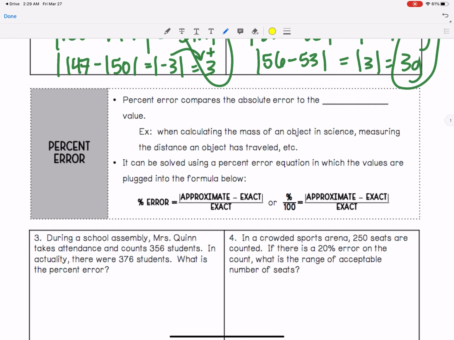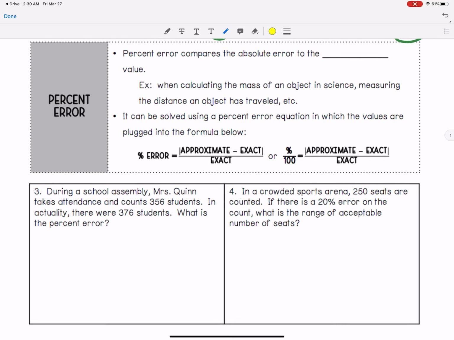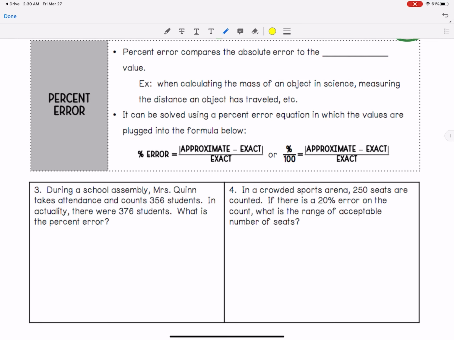Okay, next question, or next topic that we're going to talk about. This one says percent error, which is a whole new topic. We'll do red. Percent error compares the absolute error to the exact value.